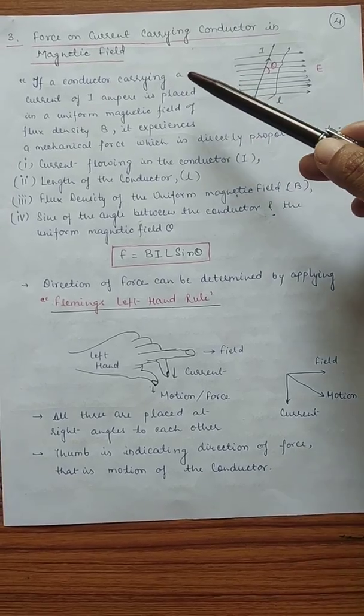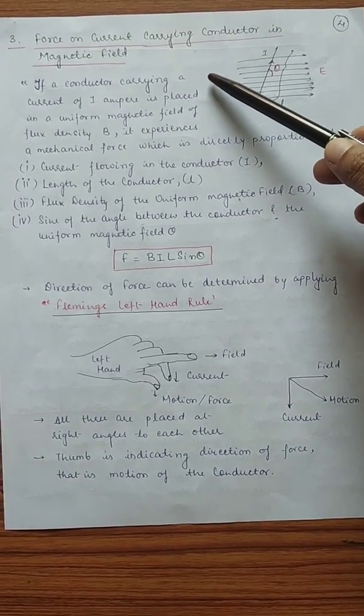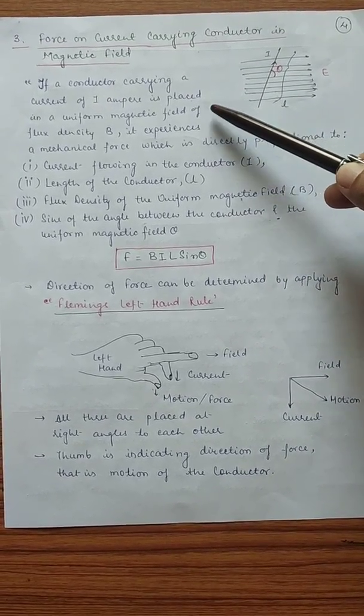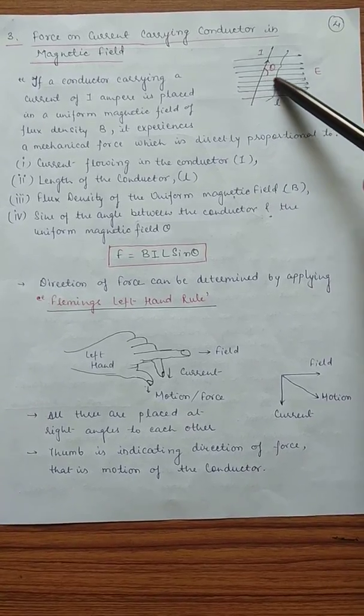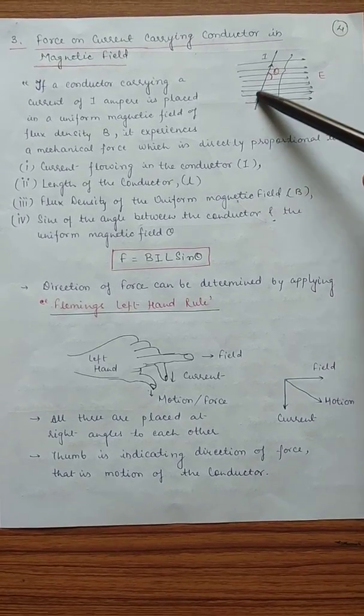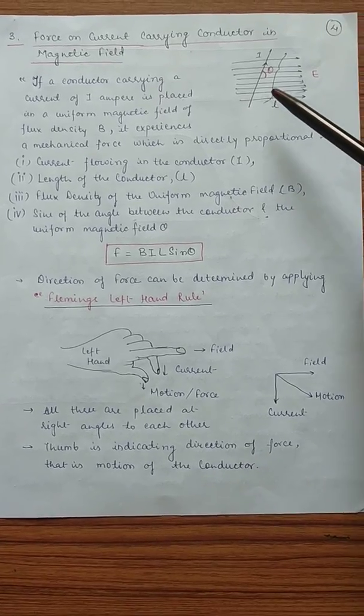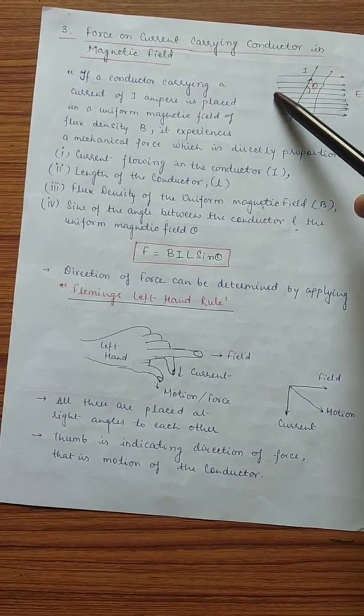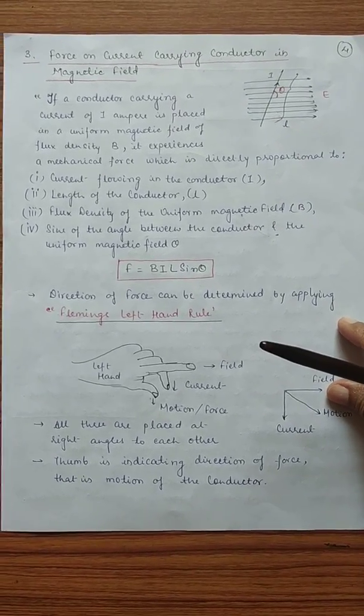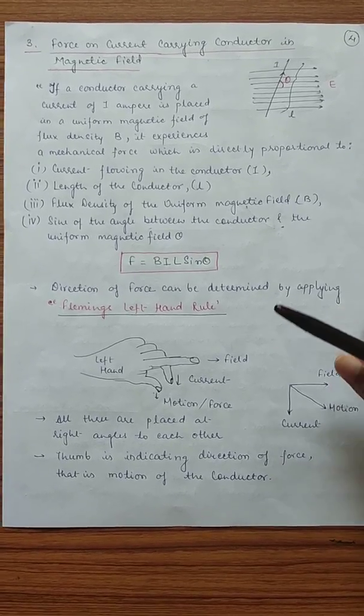So if we have a conductor carrying a current I placed in a uniform magnetic field, as shown by these lines representing the uniform magnetic field, and this is the conductor carrying current I, the angle between the magnetic field and the current carrying conductor is known as theta.